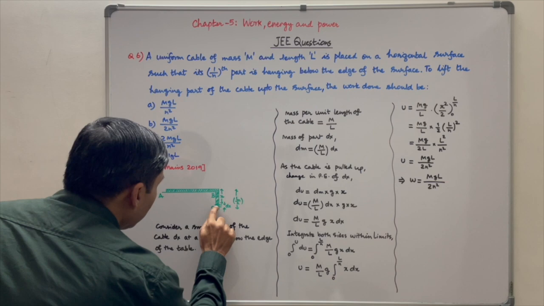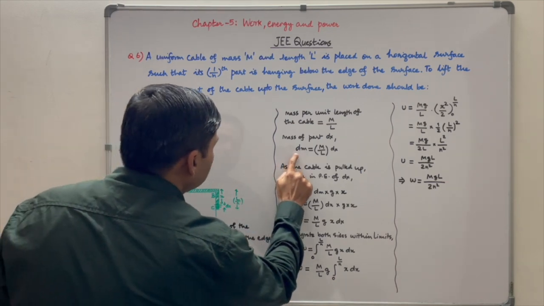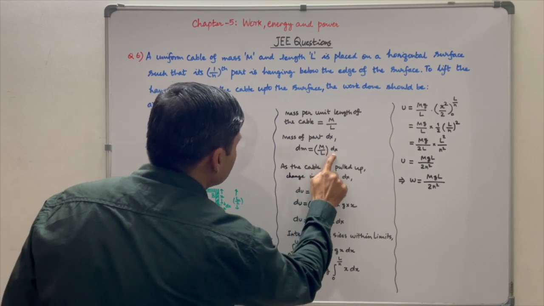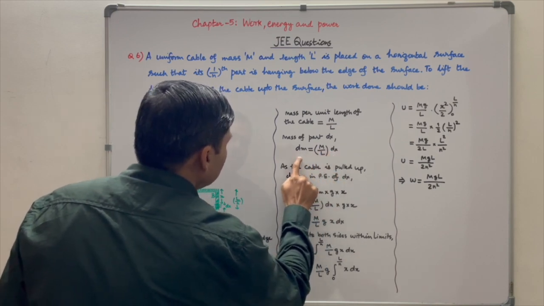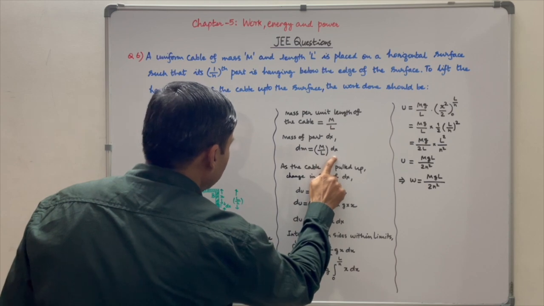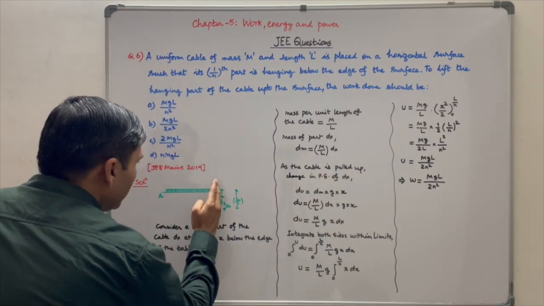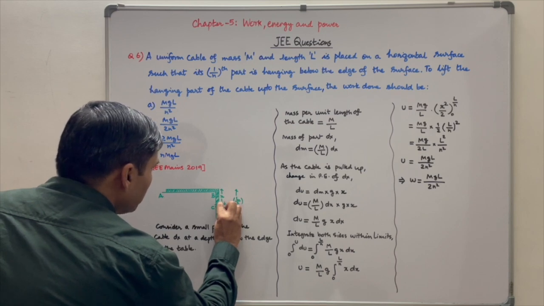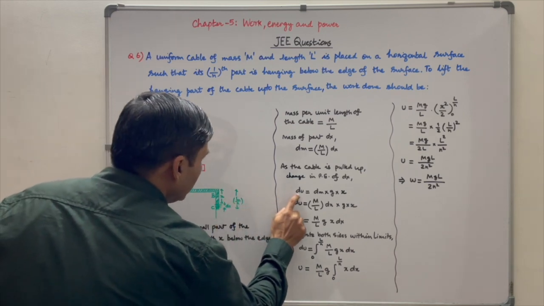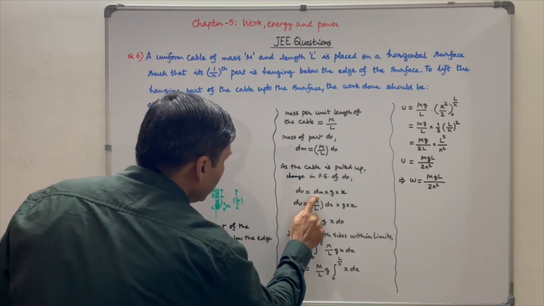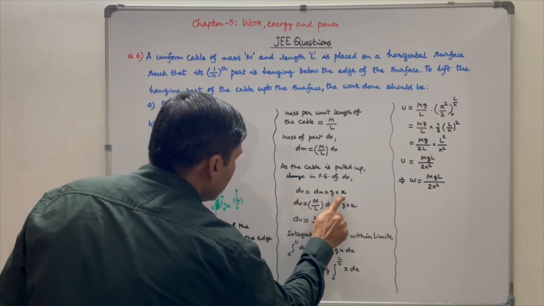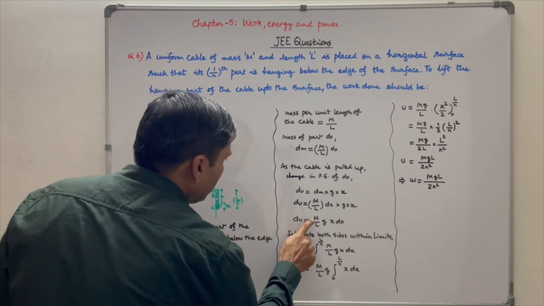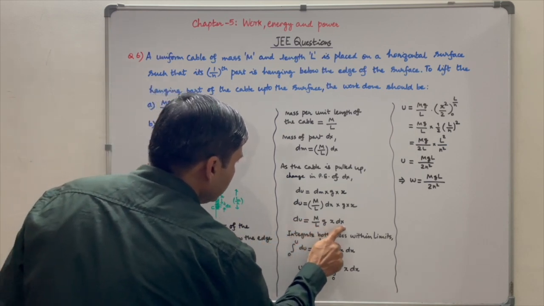Mass of this small part is given by dm is equal to mass per unit length of the cable into length of this small part. So dm is equal to m by L dx. As the cable is getting pulled up, the potential energy of this part will increase. Increase in potential energy is given by du, and du is equal to dm into g into h, and h is equal to x here. So du is equal to m by L into gx dx.